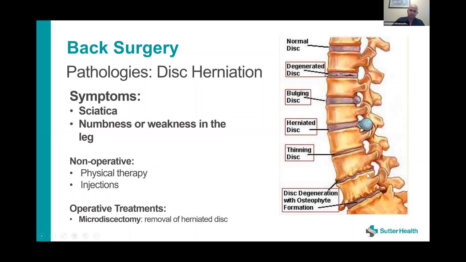Disc degeneration here shows that there's not only a loss of the disc height, but also an arthritic component, enlarged joints, and compression from the bone actually compressing on the neural elements. So for these, a person can start with physical therapy, injections, and there can be different operative treatments such as a microdiscectomy, or in some cases, even a spinal fusion.